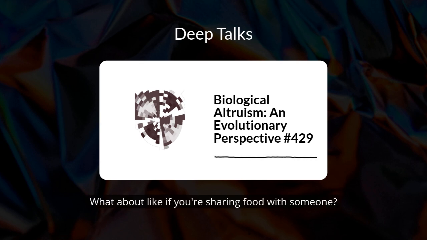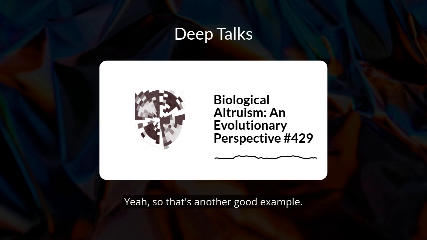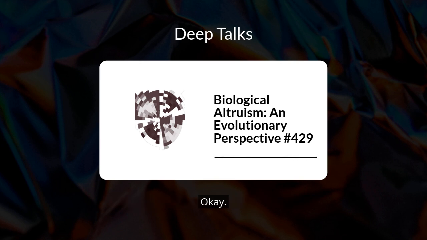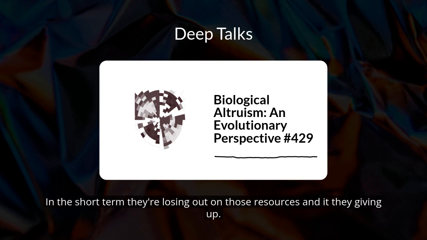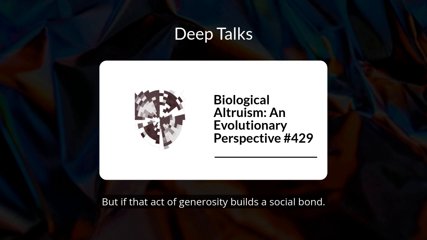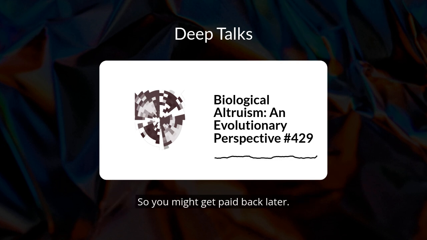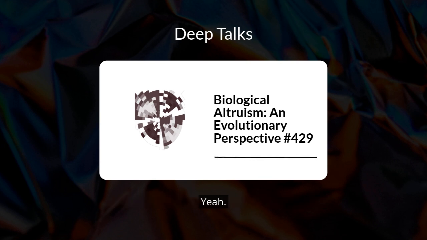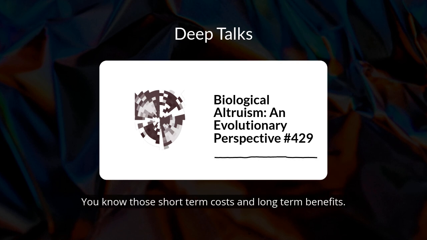Okay. What about if you're sharing food with someone? So that's another good example. A primate that shares food with a non-relative. In the short term, they're losing out on those resources, giving up their own food. But if that act of generosity builds a social bond that leads to future cooperation and support, you might get paid back later. So it's not always about immediate gains. It's about playing the long game. And that can be hard to measure or figure out. It can be tricky to tease apart those short-term costs and long-term benefits.